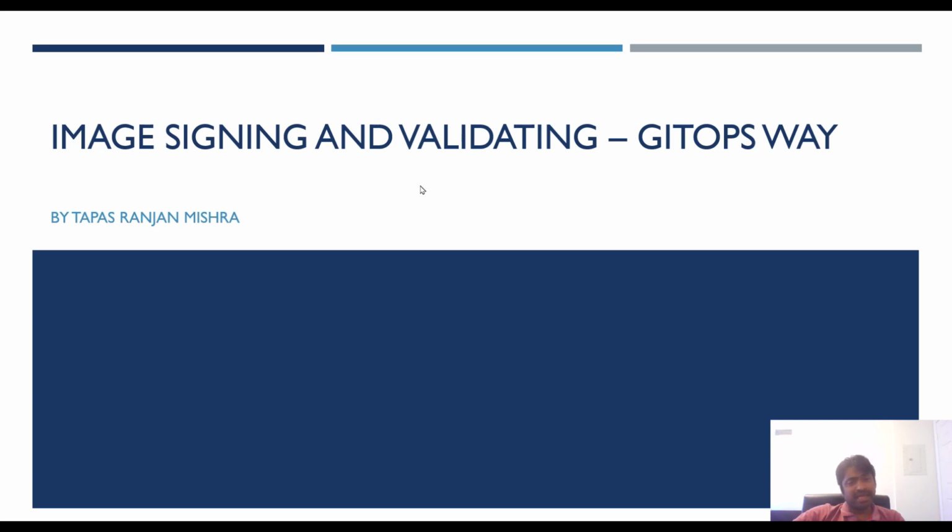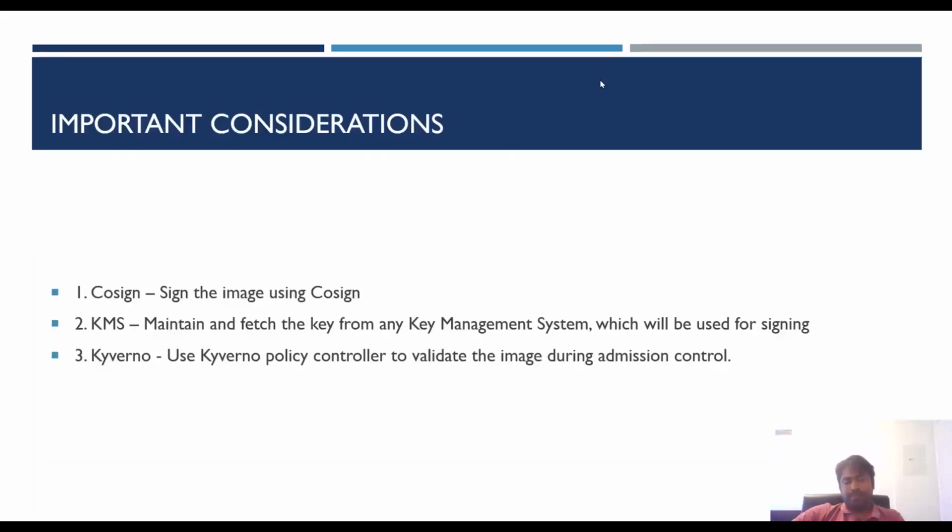We can take any conventional approach with our CI/CD pipeline and validate the image while we are deploying using our pipeline, but we'll take the GitOps approach. So there are a few considerations. First, how you will sign your images. What are the best practices, and what are the tools in the market that are available and widely used?